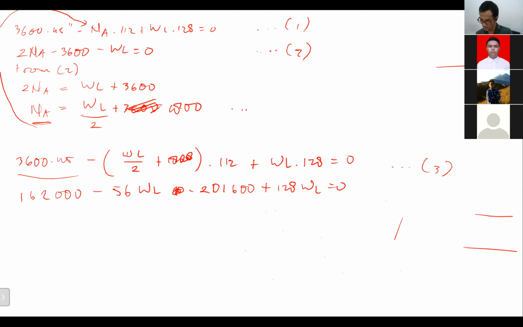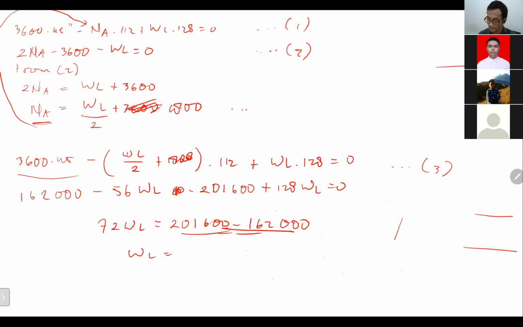128 minus 56, so 72 WL. 72 WL will be equal to 201,600 minus 162,000. So what is the value of this calculation? 39,600. Right, divided by 72. That would be our 550. 550.